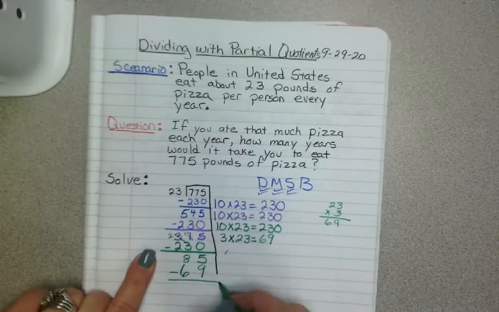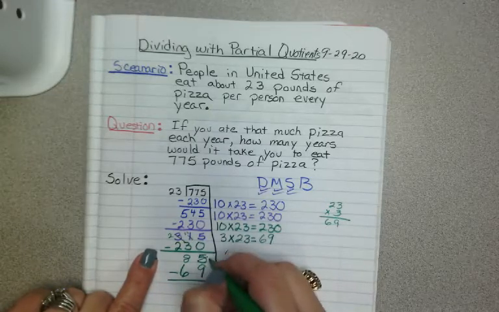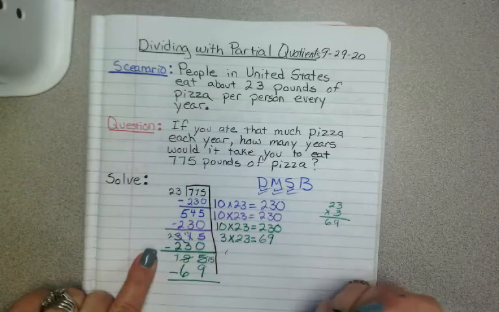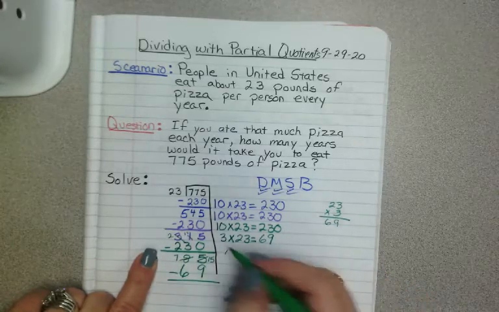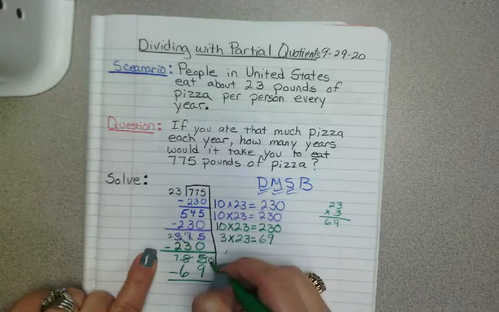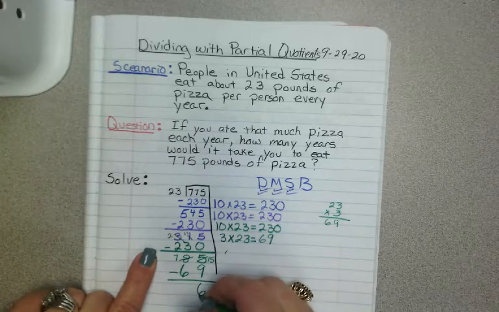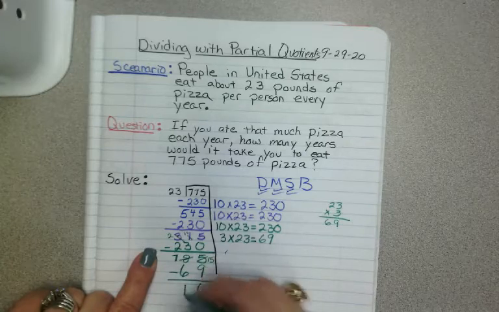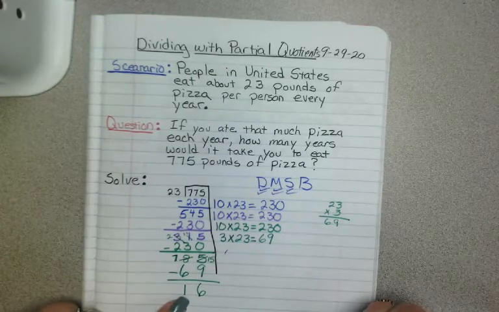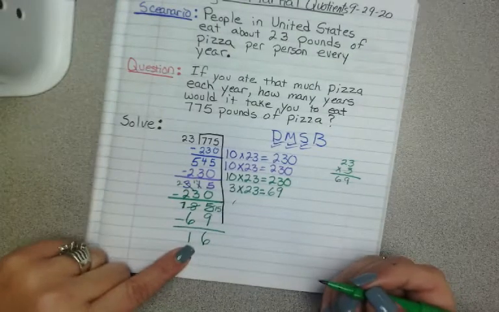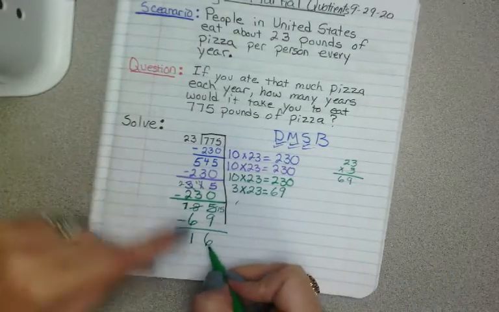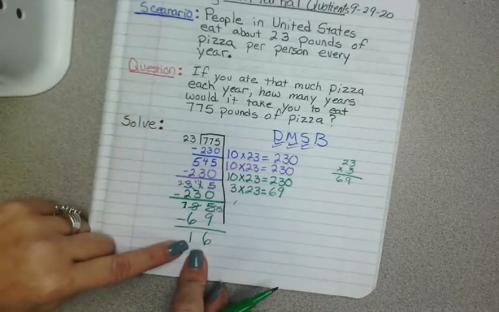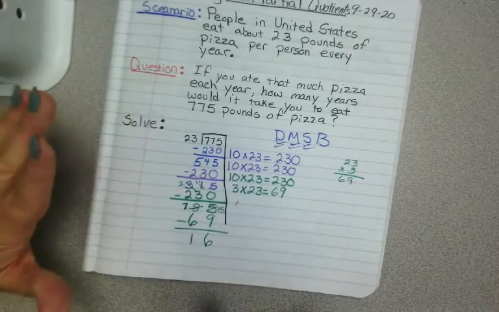Again, I've got a little bit of regrouping to do here. 15 minus 9 is 6. And then 7 minus 6 is 1. So we have some remainder. We've got a little bit left over. We have 16 left over. I know that I'm done because now 23 isn't going to fit into 16 anymore. We've got to stop.